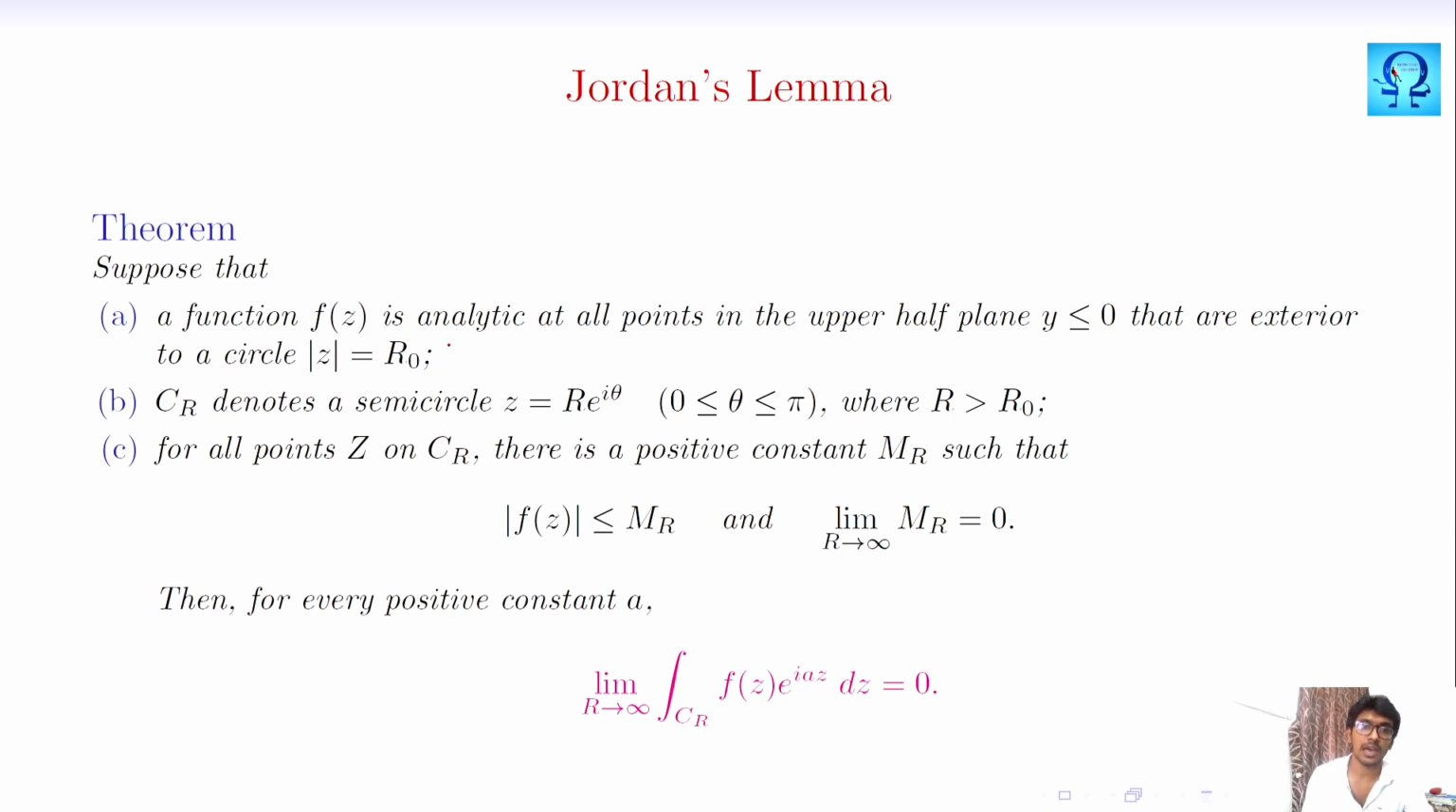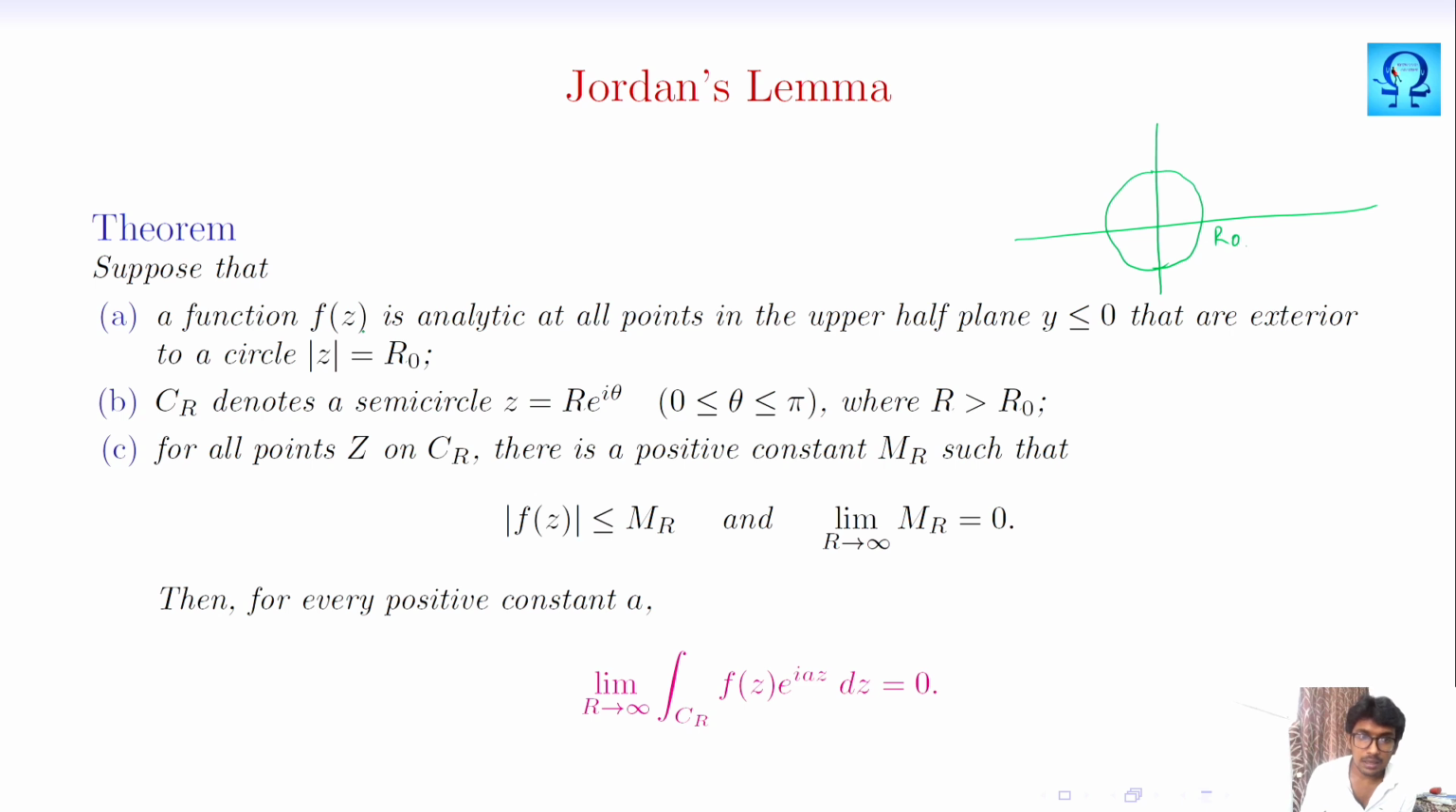Here a function has to be analytic at all the points in the upper half of the plane that are exterior to the circle, which means suppose we have a circle of this form. Let us take the radius to be r0. Outside the circle the function has to be analytic at all the points.